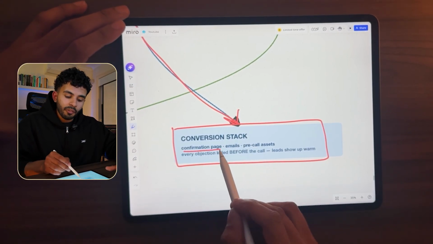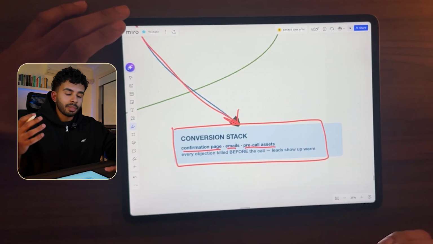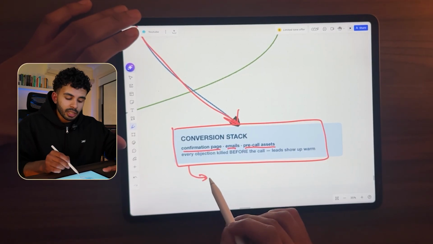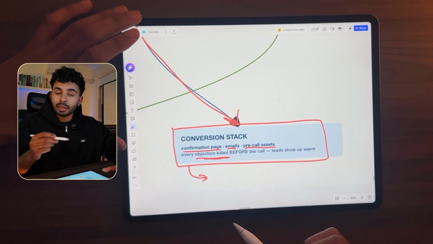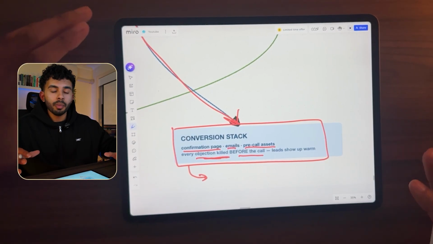So this might be in your confirmation page, in your pre-call emails, in your SMS sequences. These might be the resources that your triager gives to them or your setter gives to them. Now, the reason you want to do this is you want to handle every objection and limiting belief that they have before the call. So when they do show up to the call, they're super warm and ready to buy.